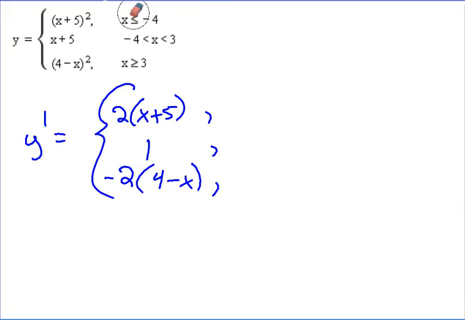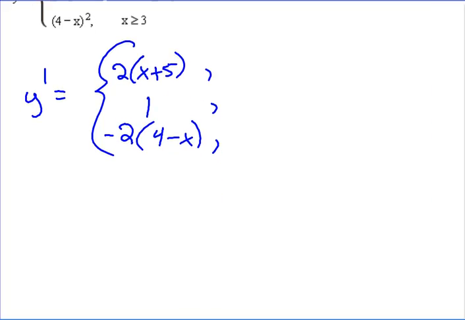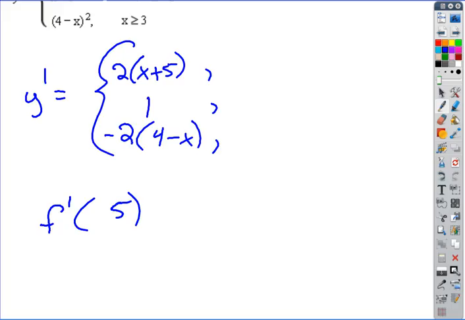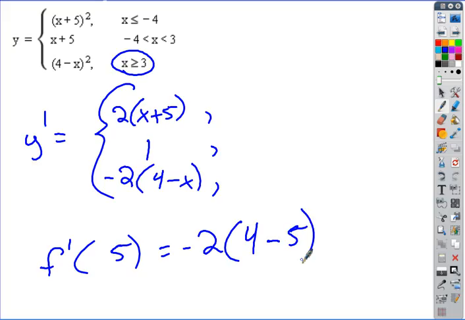see what's going on. Well, so if we want to know, for example, let's use this model here, I want you to tell me what is f prime of 5. Okay, so when x is 5, we're walking on which part of the function, top, middle, or bottom? When x is positive 5. Bottom, right? x would be greater than or equal to 3. 5 is greater than or equal to 3. So f prime of 5 would just be negative 2 times 4 minus 5, right?